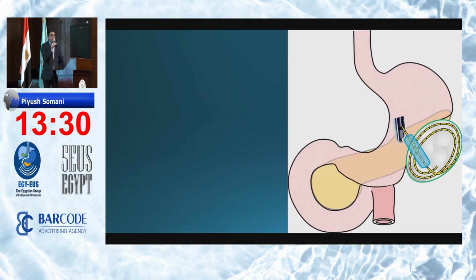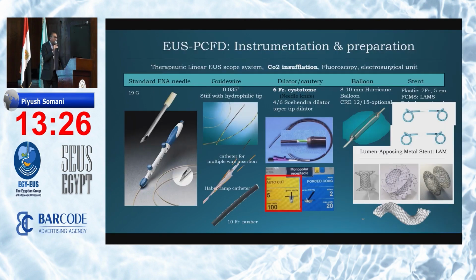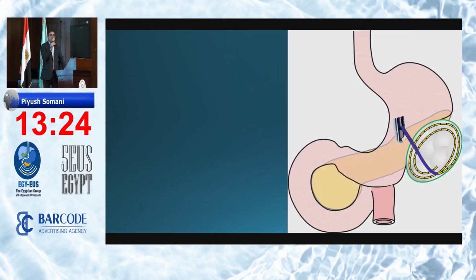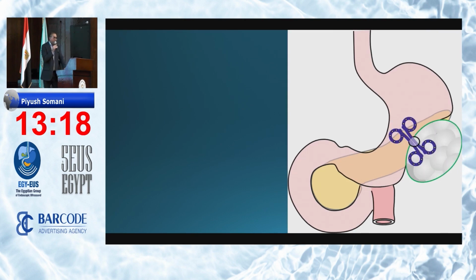Then obviously you're going to do the balloon dilatation with either a Hurricane balloon or a CRE balloon. And after that, there will be the deployment of the double pigtail stent. Either 7 French, 10 French, or you can always go for 2 7 French stents also.